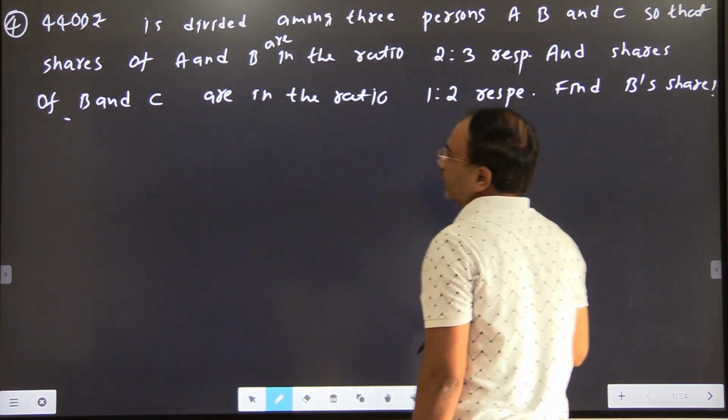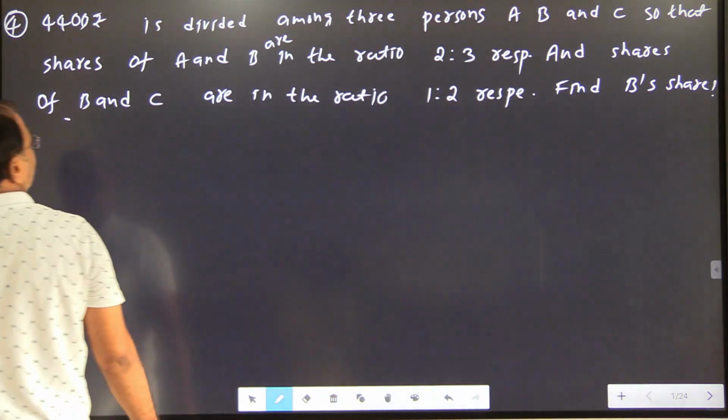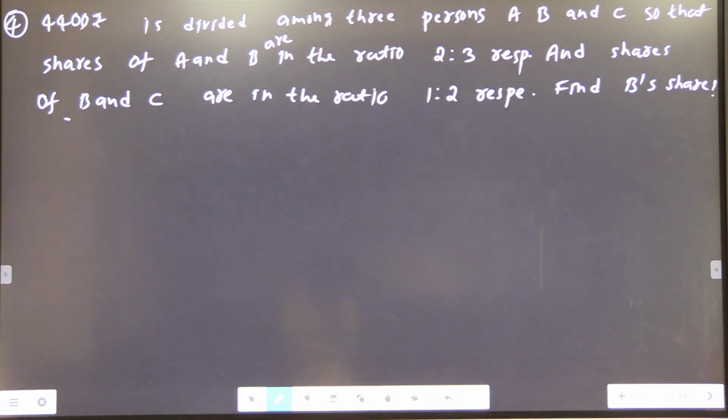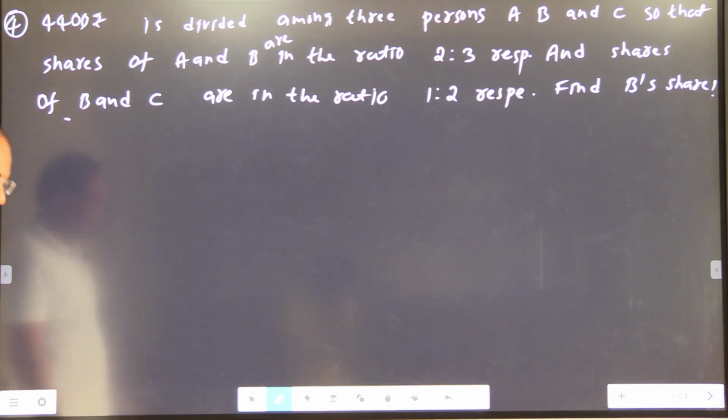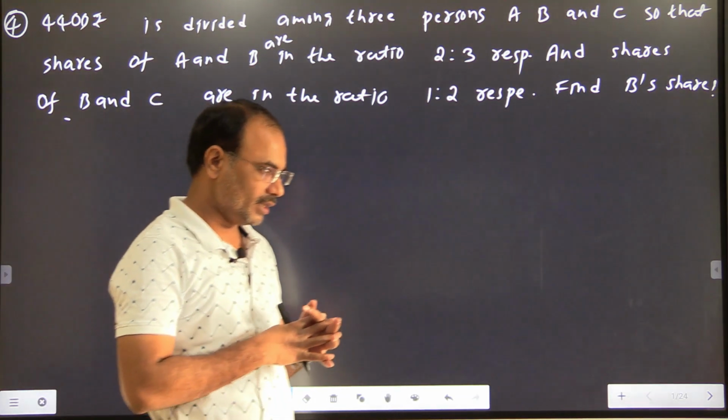This is the question. 4,400 rupees is divided among 3 persons A, B and C, so that shares of A and B are in the ratio 2 is to 3 respectively, and shares of B and C are in the ratio 1 is to 2 respectively. Find B share. This is one another question.